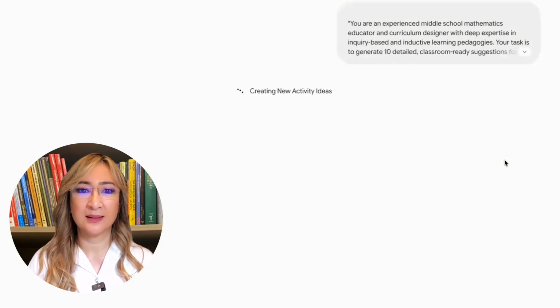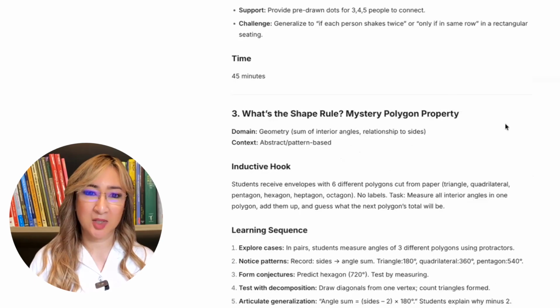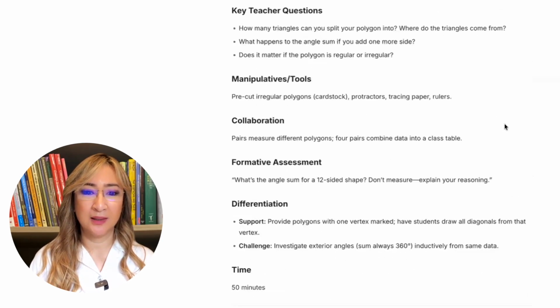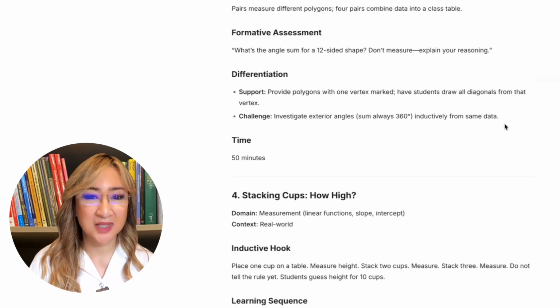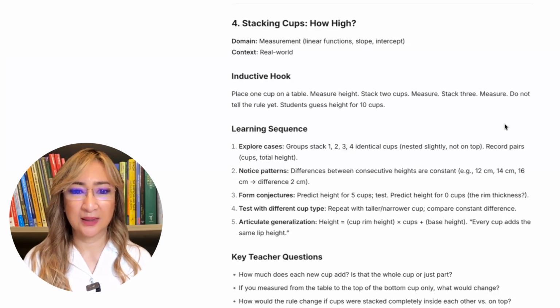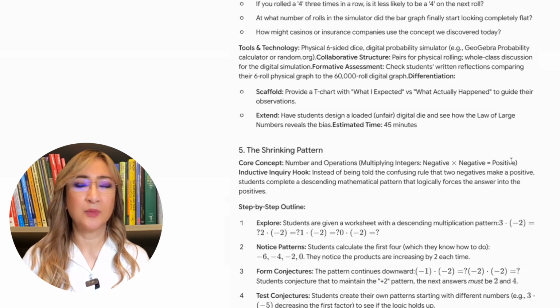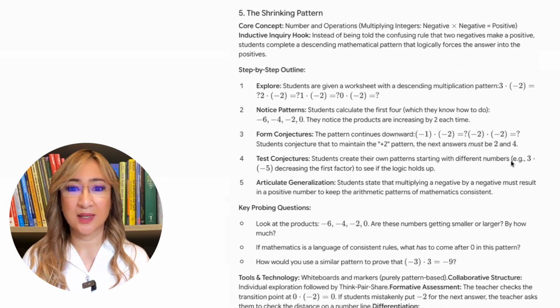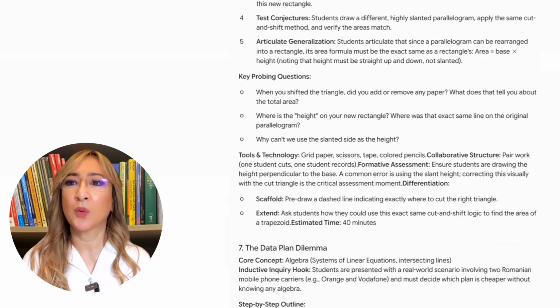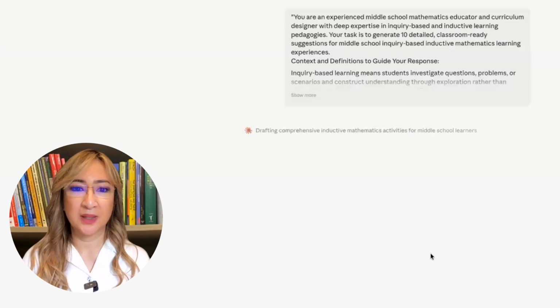We've got Gemini. Okay, it's creating the activities. DeepSeek. Oh, and DeepSeek is pretty fast, and it's already started showing me some of the ideas. I love the stacking cups activity, actually, how high. It's great for linear functions. I like how with DeepSeek and with Gemini, you can at least see some things that are happening, right? That the output and some of the ideas without the whole thing just being given to you at the end.